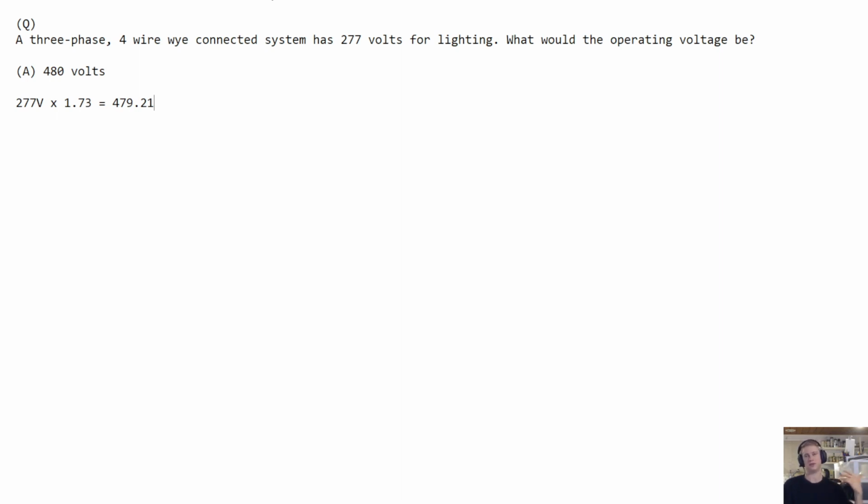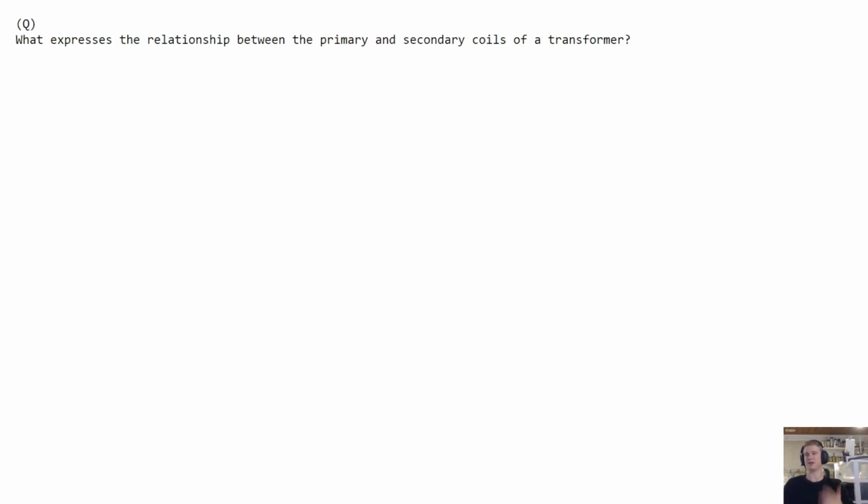So when they're asking about the operating voltage, we're going to think that 277 volts that we're using for lighting, and we're going to multiply it by the square root of 3. The number we're using is 1.73. And we get 479, so when you're thinking about voltage, you could see, okay, that's 480 volts. Next, what expresses the relationship between the primary and secondary coils of a transformer? That would be the turns ratio, like a 2-to-1 turns ratio.